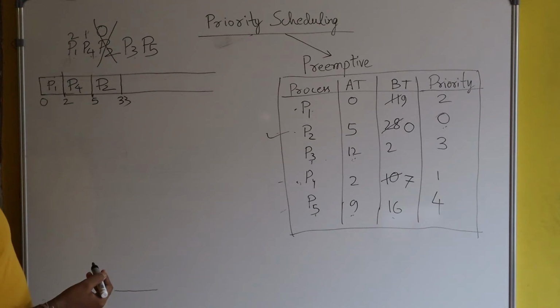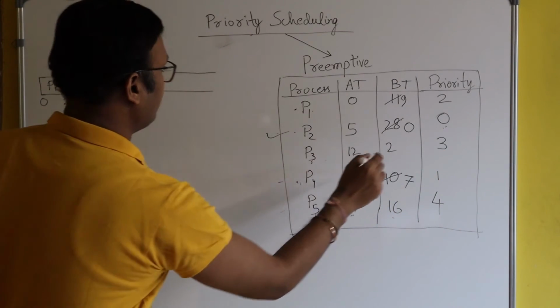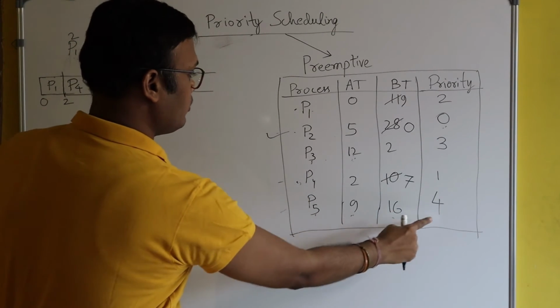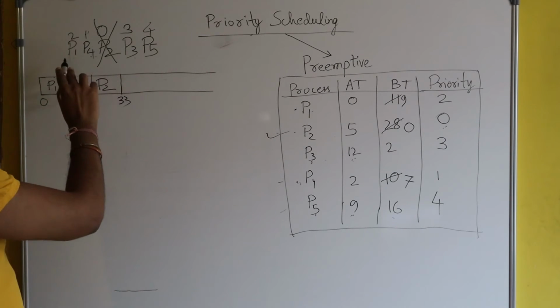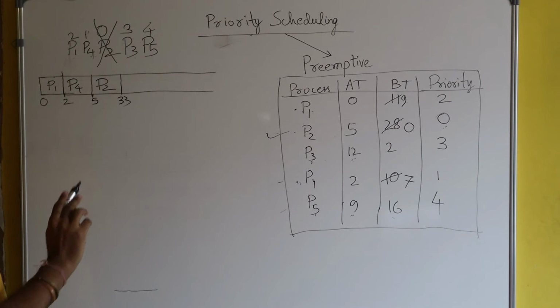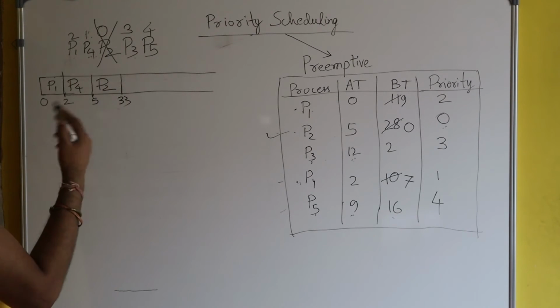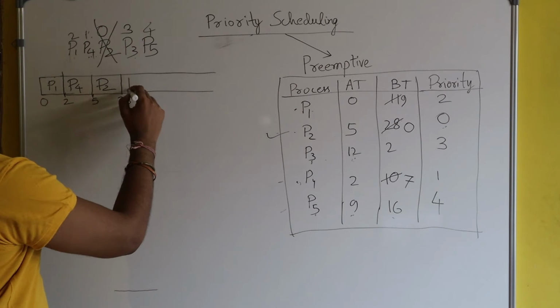So just check the priority. The priority of P3 is 3. And the priority of P5 is 4. So among all these processes, which process has the highest priority? P4 definitely, because P4 has the priority of 1. So P4 will be given the CPU. P4.